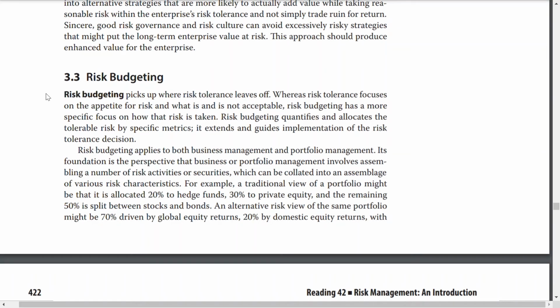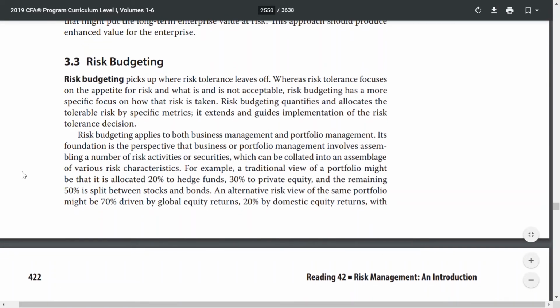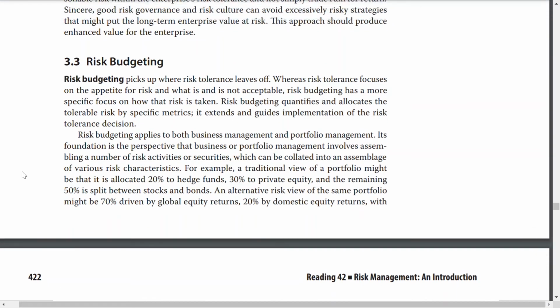Risk budgeting. Risk budgeting picks up where risk tolerance leaves off, whereas risk tolerance focuses on the appetite for risk and which risk is not acceptable. Risk budgeting has a more specific focus on how that risk is taken. Risk budgeting quantifies and allocates the tolerable risks by specific metrics. It extends and guides implementation of the risk tolerance decision. Risk budgeting applies to both business management and portfolio management.